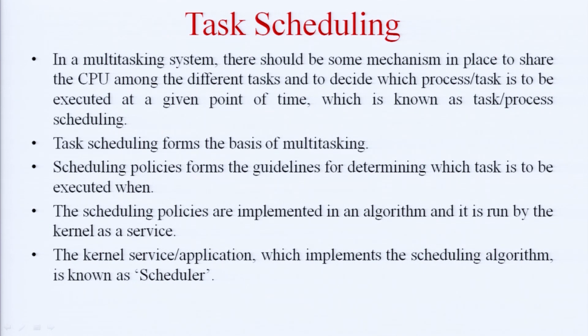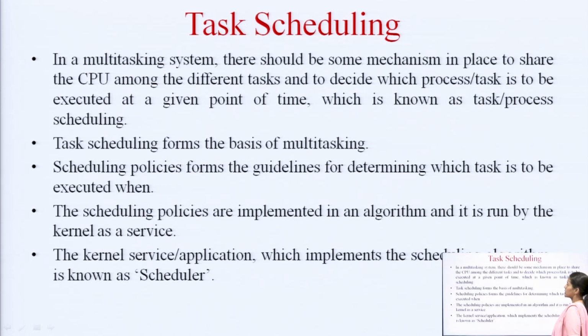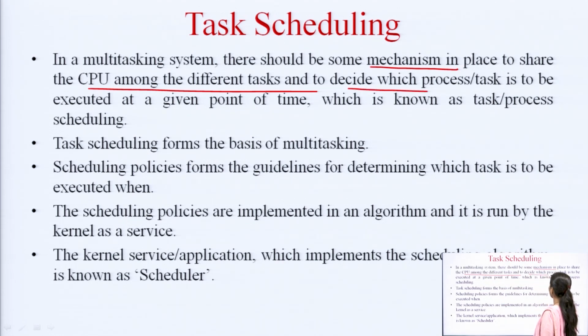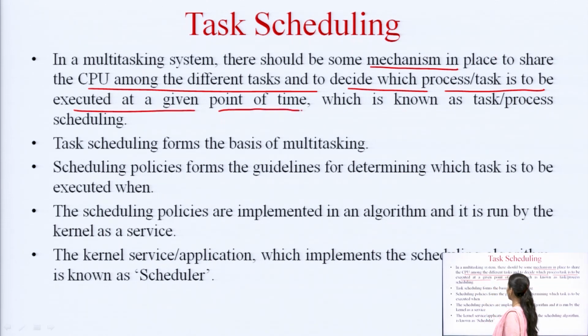So, what is task scheduling? In a multitasking system, there should be some mechanism in place to share the CPU among the different tasks. The way the CPU should be shared among the different tasks is known as scheduling: how to schedule the CPU and decide which process or task is to be executed at a given point of time, which is known as task or process scheduling.